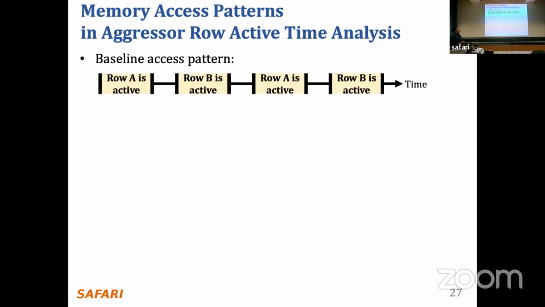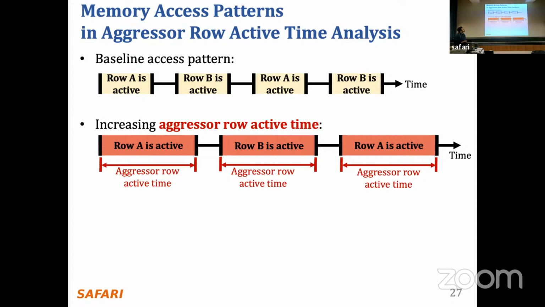So this is our baseline. In the baseline, this is a timeline: as we go from left to right, time flows. In these yellow background parts, we have a row active. Let's say we are doing double-sided RowHammer, and we keep activating and precharging row A and row B in an interleaved manner. We activate row A, here we precharge, then here we open row B, here we close, here we open row A, and it goes like that.